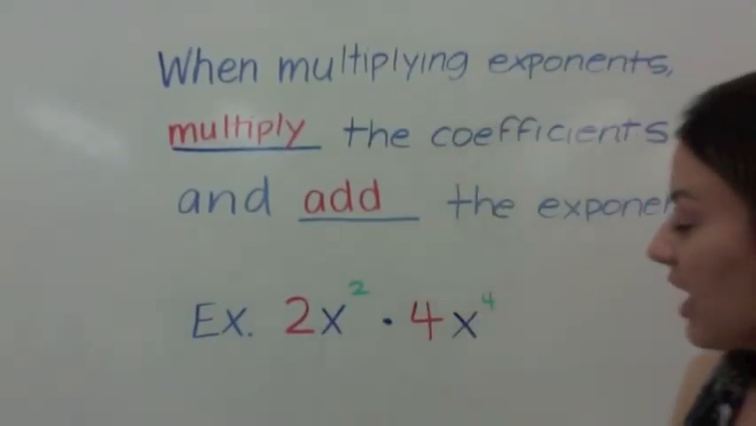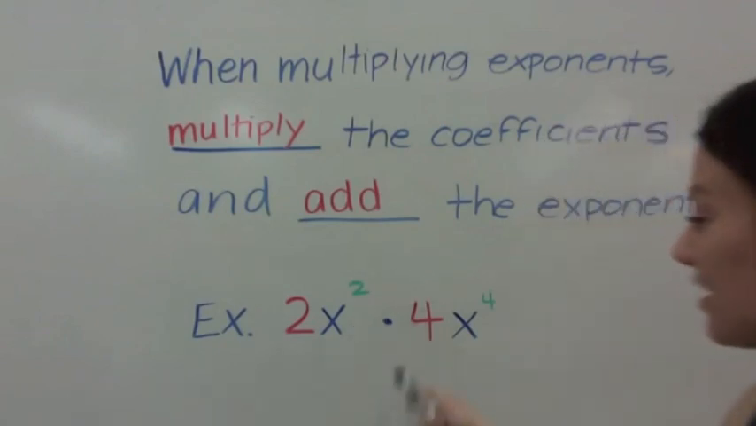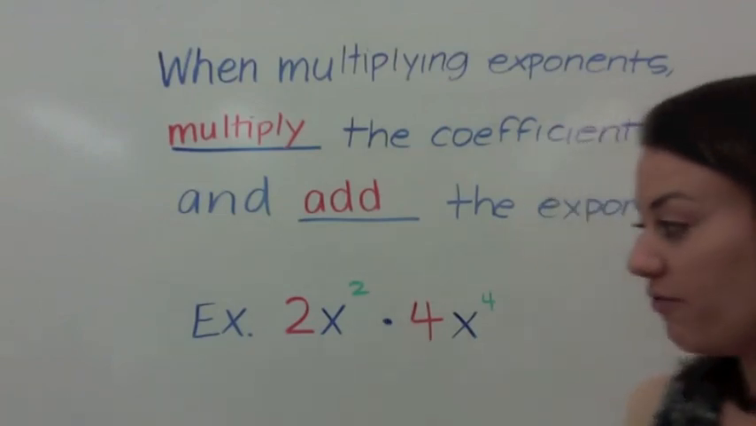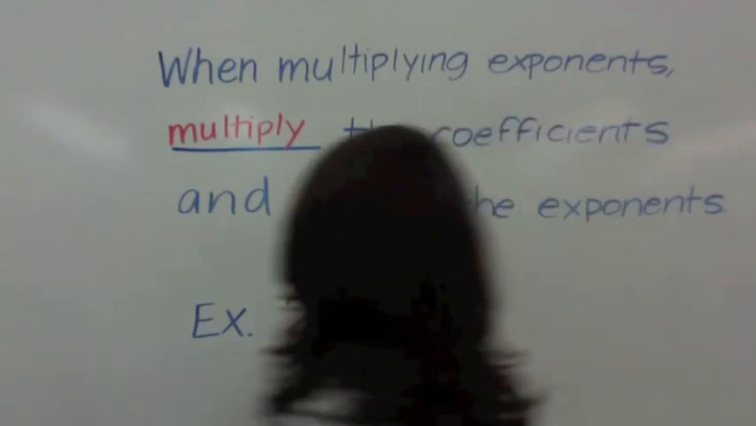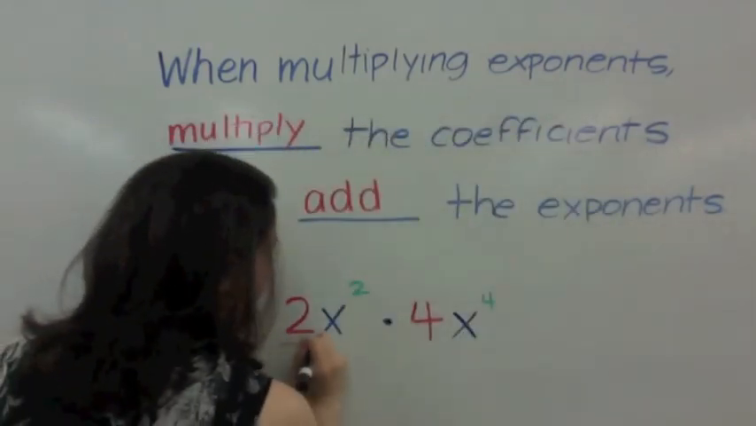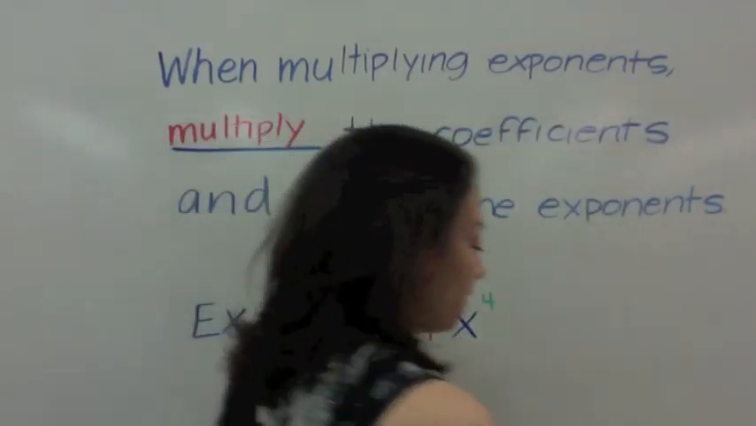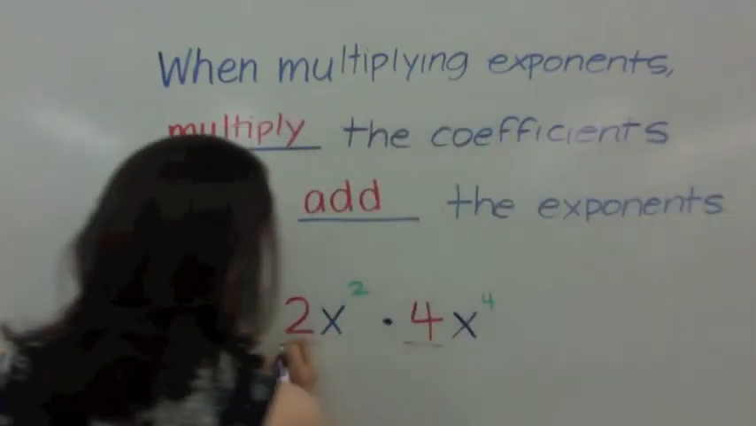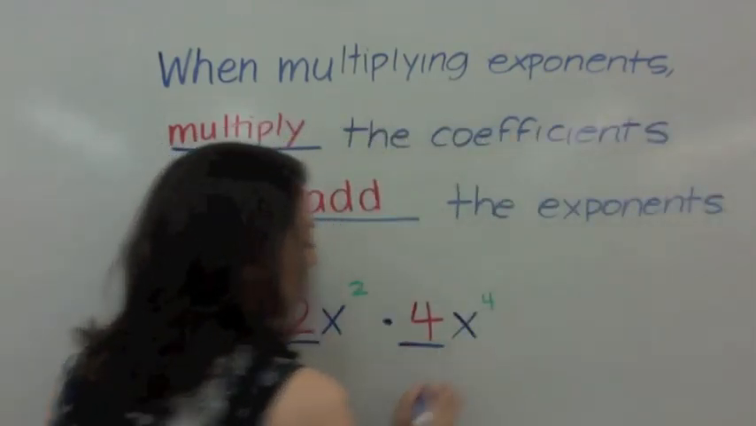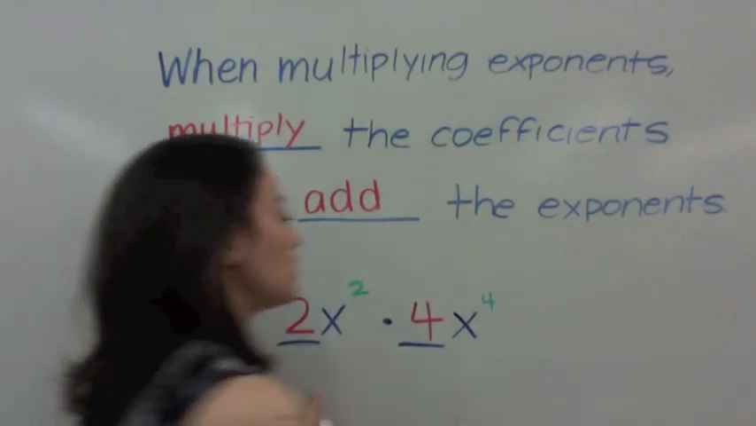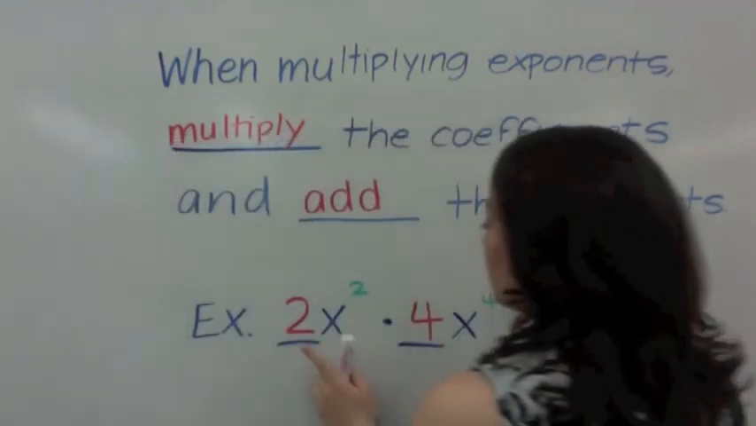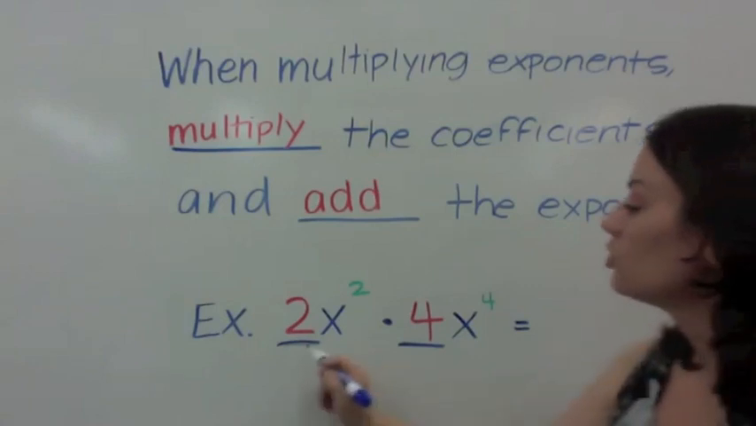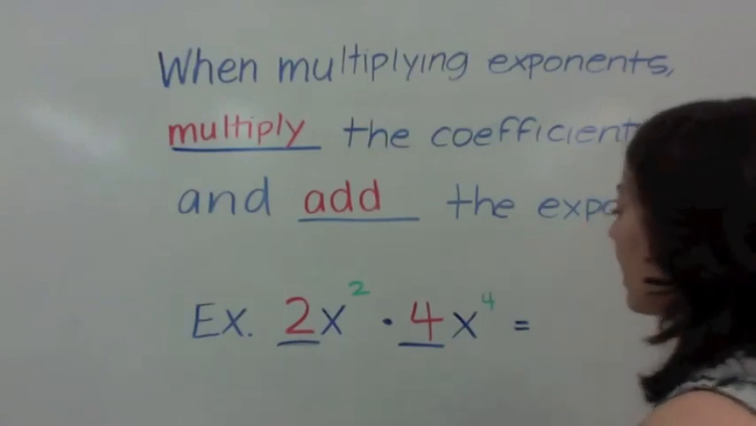Let's read this together. It says 2x squared times 4x to the power of 4. Take a look at the 2 and the 4. Those are called the coefficients. So you have to multiply the coefficients. What is 2 times 4? 2 times 4 is 8. Very good.